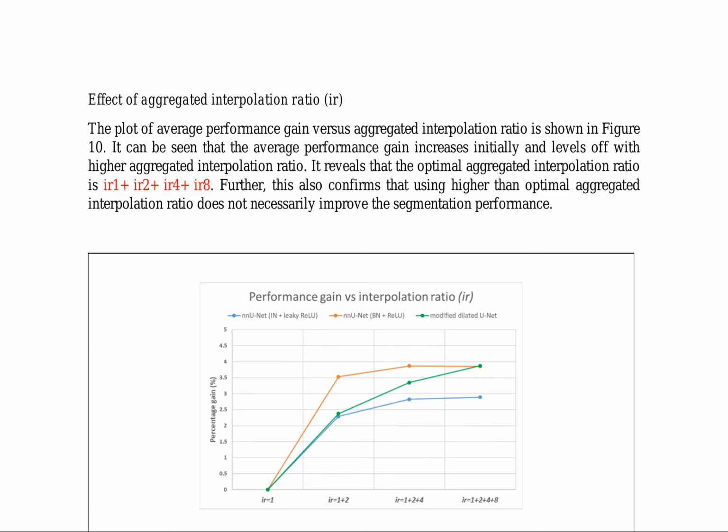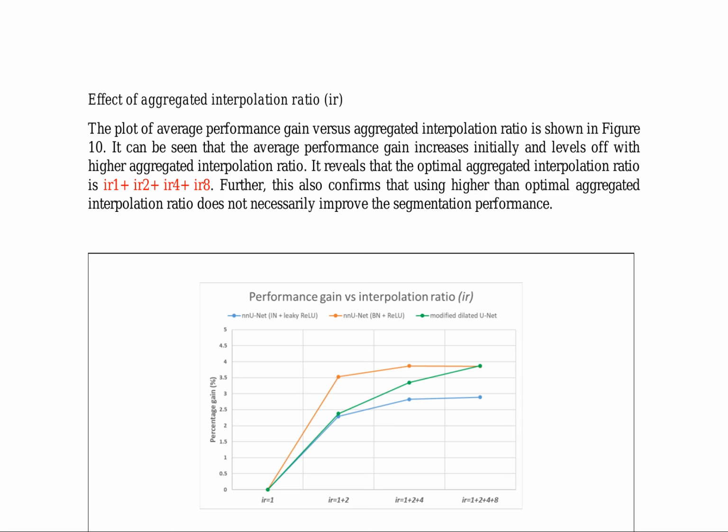Figure 10 illustrates that the average performance gain increases initially and then plateaus as the ratio increases, suggesting the existence of an optimal aggregated interpolation ratio, specifically IR1 plus IR2 plus IR4 plus IR8, beyond which further increases do not enhance segmentation performance. The effectiveness of the ensemble learning strategy is also investigated through 3D visualizations of segmented airway masks.